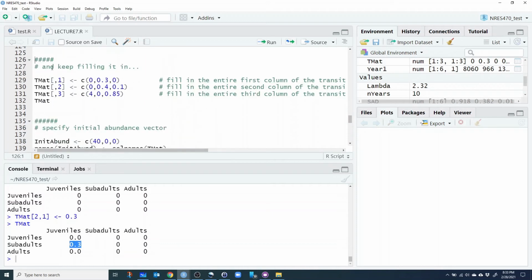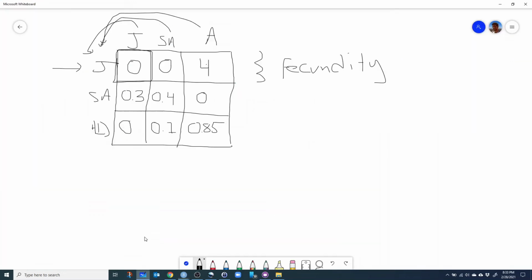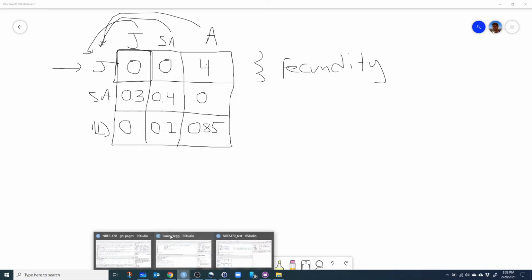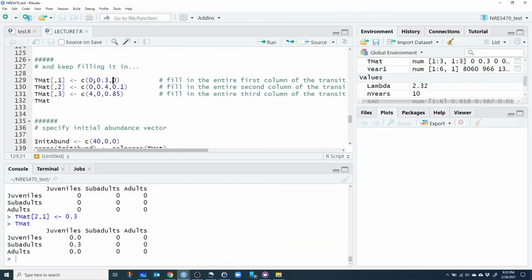And we can keep filling it in. In fact, there's a faster way to do it. We can fill in entire columns at a time. So we can fill in this whole first column as 0.30, just like here, and the second column as 0.4, and the third as 0.85. And let's just make sure that those numbers are correct.